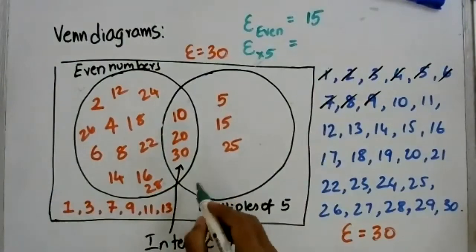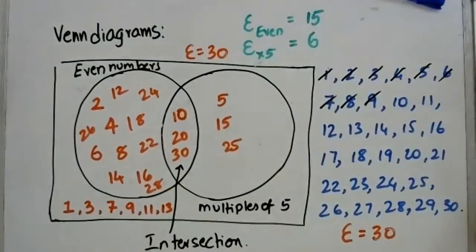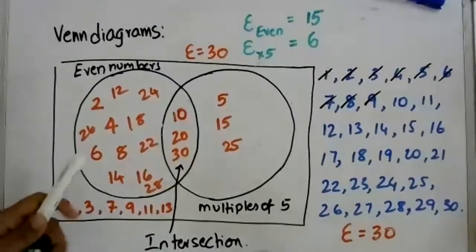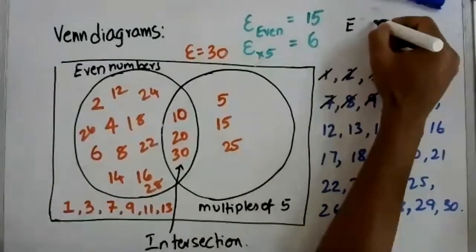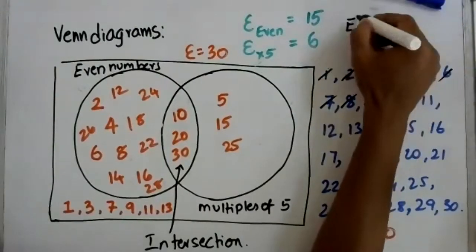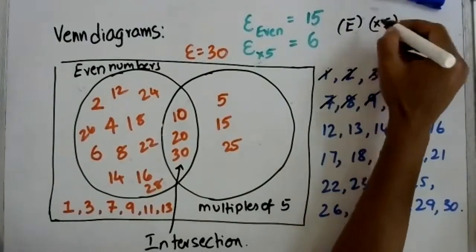The number of elements in the multiples of 5 are 6. Okay, and the even number set and the multiples of 5 set, if you take those two sets and you find out what is called the intersection.